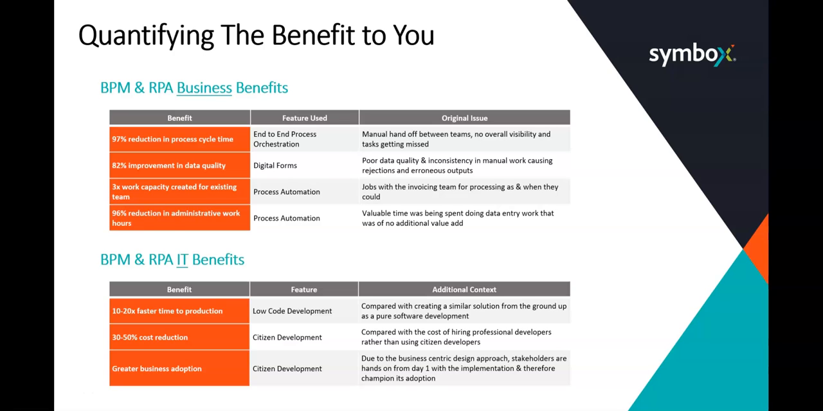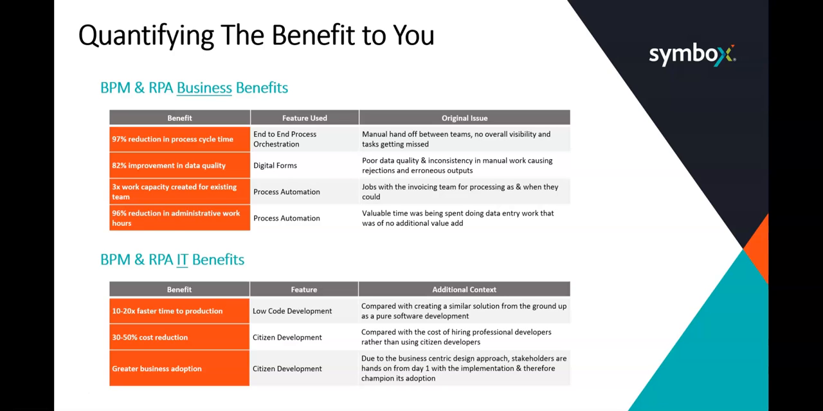We've got an 82% improvement in data quality by implementing our digital forms. That's a low-code form builder. We've got a threefold work capacity created from existing team by implementing the process automation. So that's using APIs and RPA to free up your existing team. This coupled with the fact that humans work 8 hours for 5 days a week compared to a robot working 24/7. We've got a 96% reduction in admin work, again by implementing APIs and RPAs, so taking those manual tasks away from users and freeing them up.